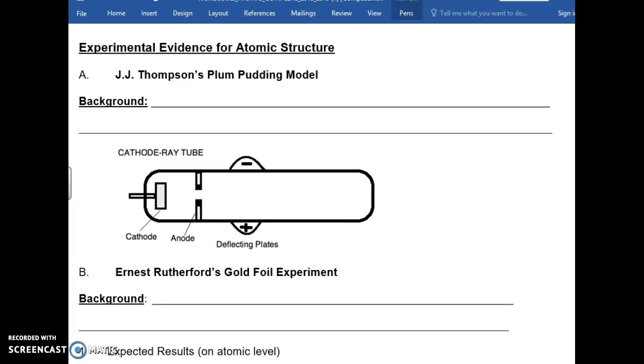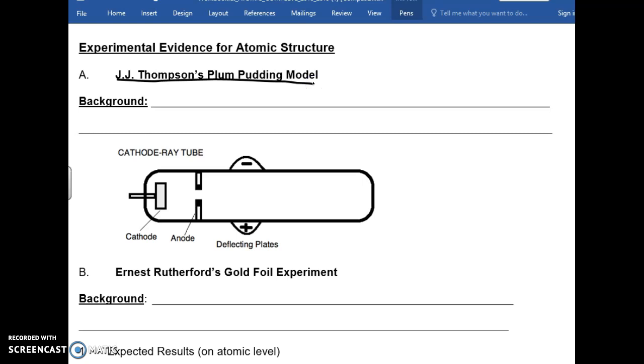Welcome. These are lectures on the second unit of the year, atomic structure, and this would be our second lesson, experimental evidence for atomic structure. This follows from the text we read in the beginning. First of all, J.J. Thomson's plum pudding model.